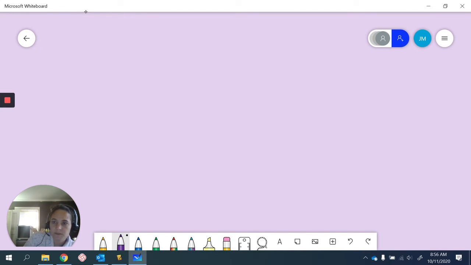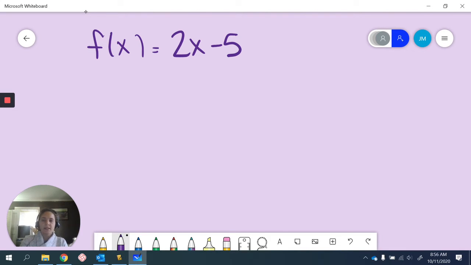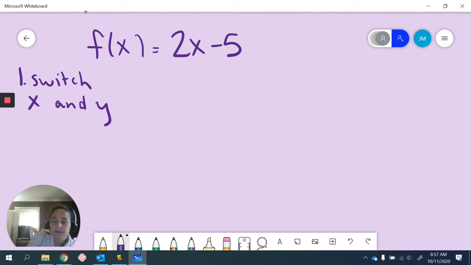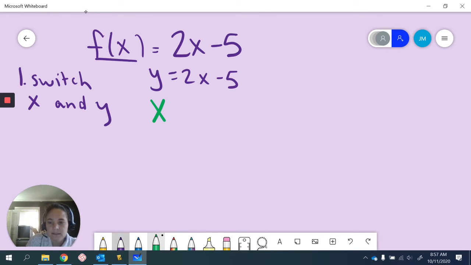All right, let's do a couple examples of how to actually find it if I give you a problem. So like if I give you that f of x equals 2x minus 5, we're going to find f inverse. Okay, so step 1, switch x and y. Okay, now remember, f of x is just a fancy way of writing y. So you can just rewrite it like that. And now we're going to switch my x and y. So instead of saying y equals, it's going to say x equals 2, and instead of x there, it's going to be a y. So that's step 1.